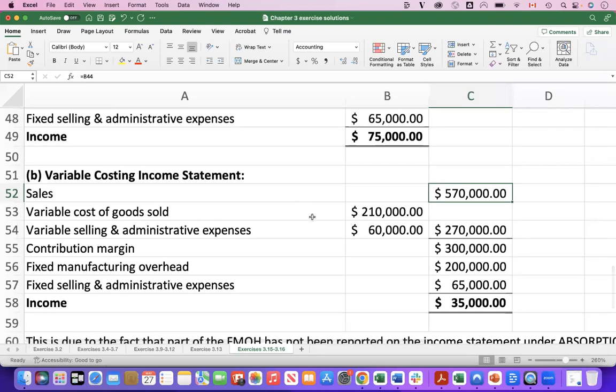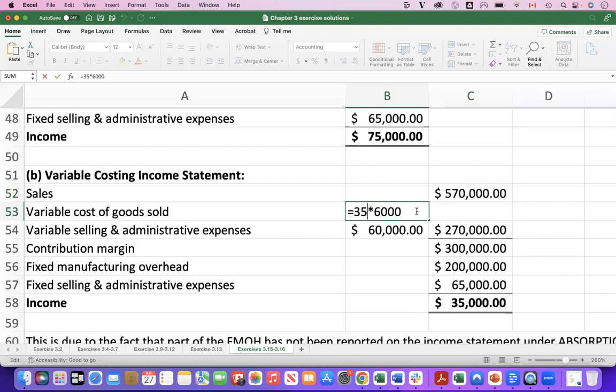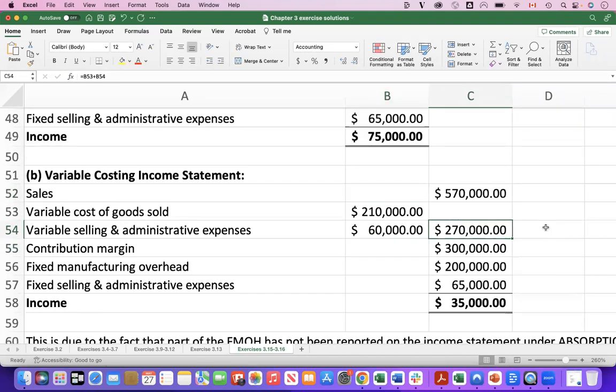Under the variable costing approach, our income statement should follow the contribution margin approach. So we're going to subtract out all of our variable costs first. Our variable cost of goods sold was $35 a piece times the 6,000 units sold. So we're going to have variable cost of goods sold of 210,000. Variable selling and admin, same approach. It was $10 a unit times the 6,000 units sold of 60,000. Our total variable costs are $270,000. We subtract that from sales to arrive at our contribution margin of $300,000. And again, that's simply the difference between sales and variable costs.